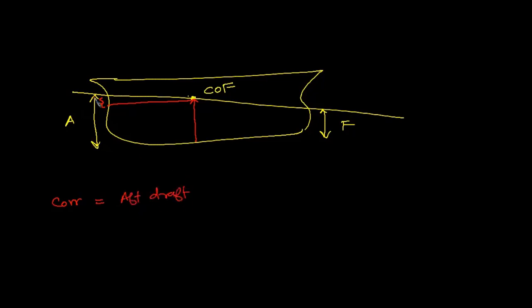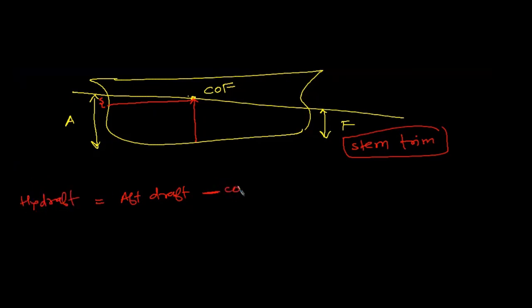Tell me, should I add to the aft draft or subtract in this case when we are having stern trim? When we have stern trim, we will subtract from aft. If you are going from aft to forward, your draft is decreasing. So at the center of flotation, it is going to be less. I'm sorry, I wrote correction. Actually, we should write the final hydrostatic draft, aft draft minus correction. Right?